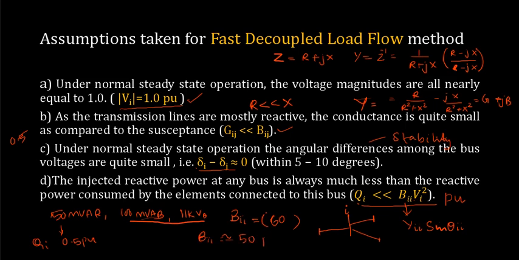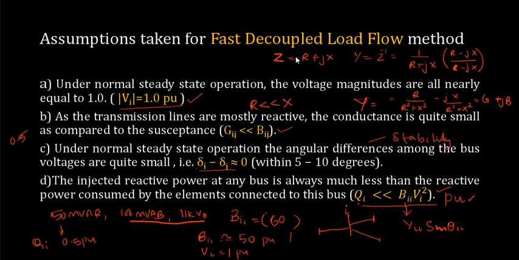approximately equal to some 50 something, and already the per unit value of voltage is 1. So the per unit value of voltage is 1 per unit. Okay. So based on this assumption, we can easily say that QI, which is the reactive power which is injected into the bus, is very small when compared to the reactive power consumed by the elements which are connected to that particular bus. So this particular equation also is valid when you do the calculations in per unit. Since we are doing everything in per unit, this equation is also valid in that case.